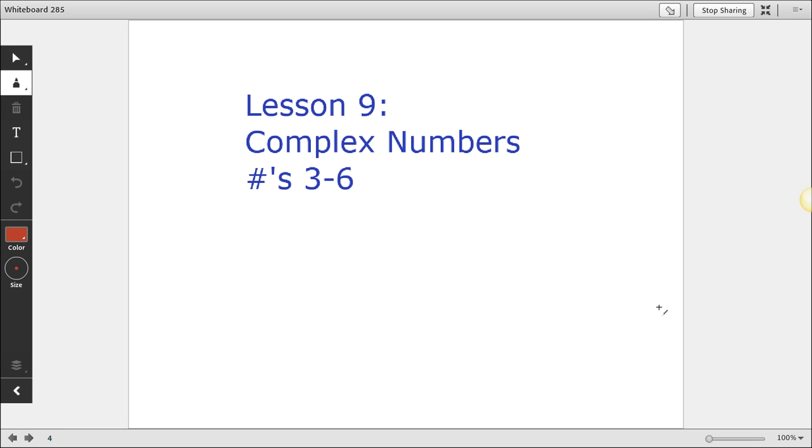This is Mr. Rowe. We're looking in Algebra 2A. This is lesson number 9, complex numbers. We're going to focus on what you've got to do in numbers 3 through 6. So let's take a look.